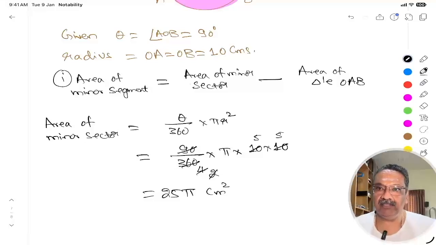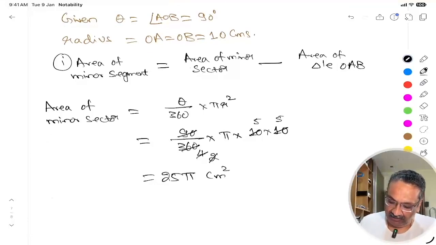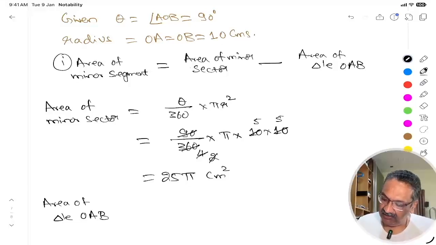I will not expand at this point because this is not our final answer. Now what do we need? Area of triangle OAB. Now check this triangle OAB. We have it like this, OAB.